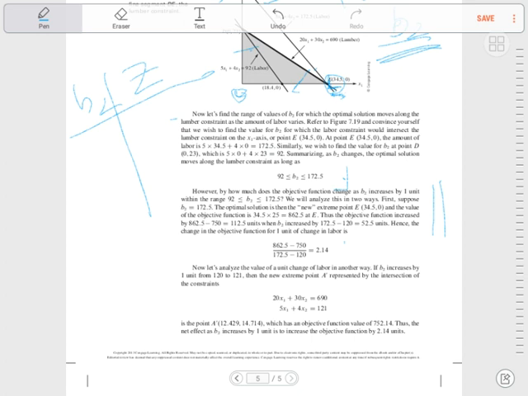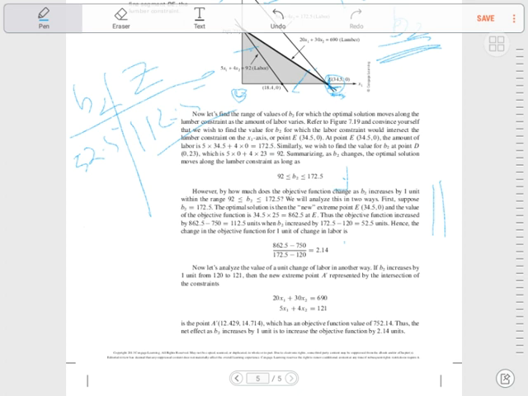120 and 172.5 difference, so 52.5, right? And what is the corresponding change in Z? It is 112.5. So you now just study the rate of change of Z with respect to B2. That means with 1 unit change in B2, what is the change in Z?